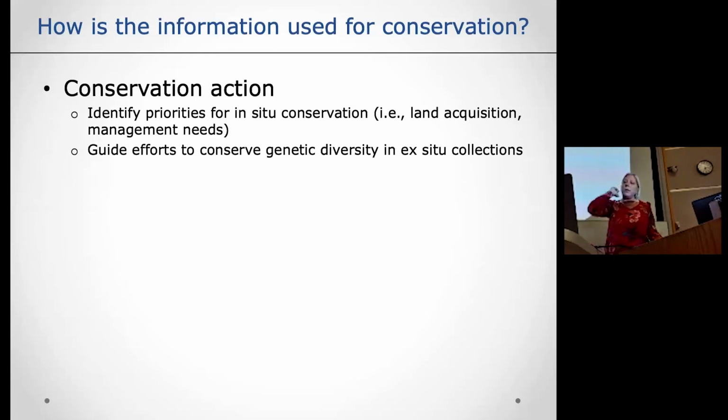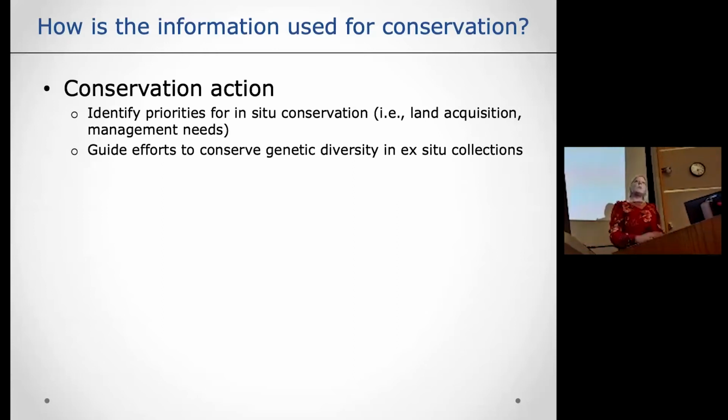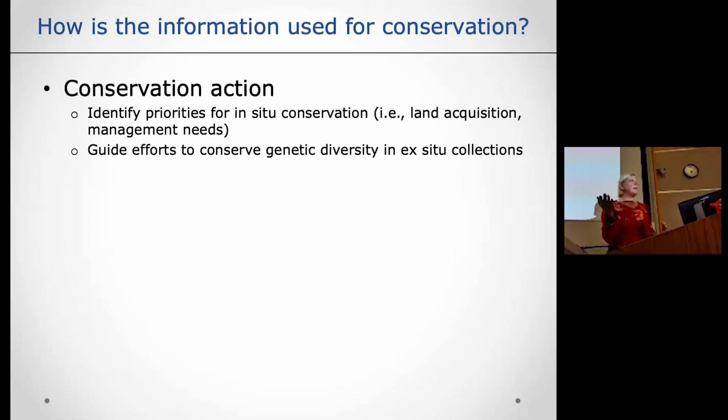Another thing that we can do is use the information to guide ex situ conservation efforts. So for example, I'll communicate my results to my coworker who has a conservation and seed bank. He's in charge of that. And he'll use it to devise a strategy to make sure that we're getting all the genetic diversity that we can in these ex situ collections.